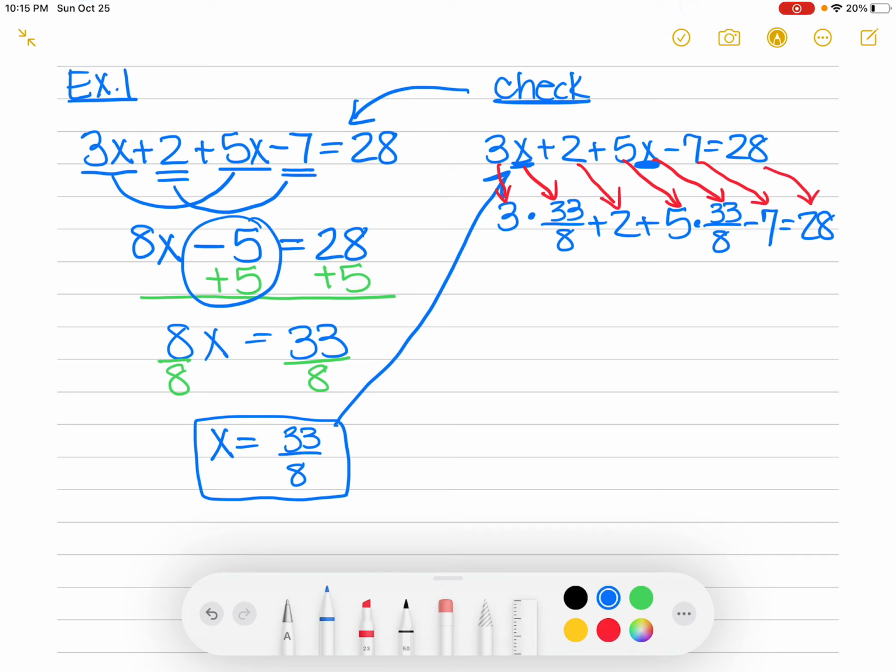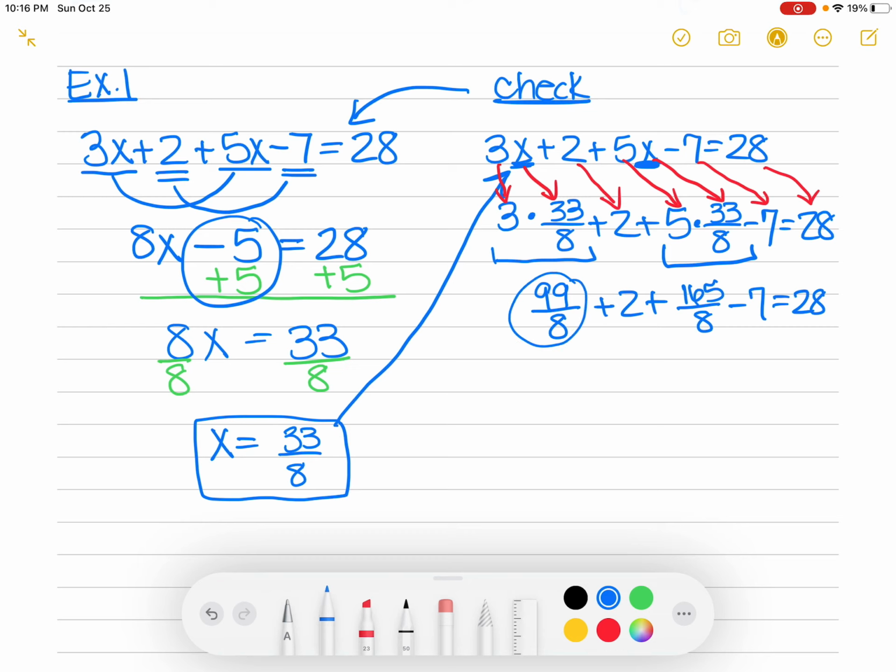Okay, so now I'm going to solve this. I'm going to do my times first. This is order of operations. So that's going to be 99 over 8. And then 5 times 33 over 8 is 165 over 8. Minus 7 equals 28. Now I'm going to add my fractions together because they already have the same denominator, and that's just the easier way to do this. So I'm going to do 99 plus 165, and that gives me 264 over 8.